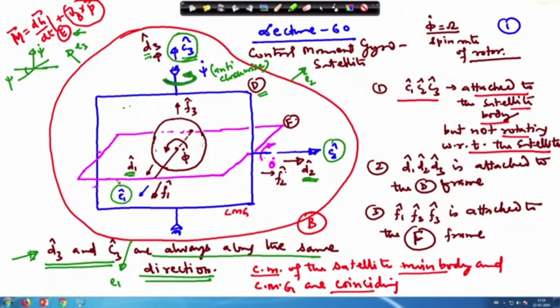Thereafter, we have fixed one frame to the inner ring. This is your inner ring. To this we have fixed a frame such that along this direction you have F1. This is your F1. From this place, outward, is your F2, which is shown here, F2 cap, and similarly in the upward direction F3 is shown. So, this frame is rotating along with the pink frame, which is the F frame.